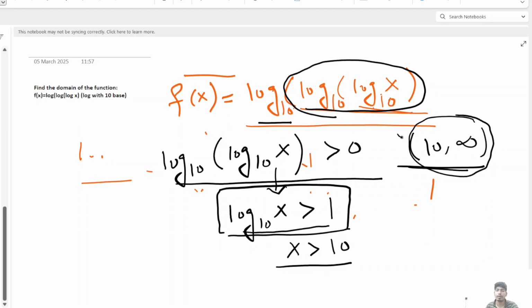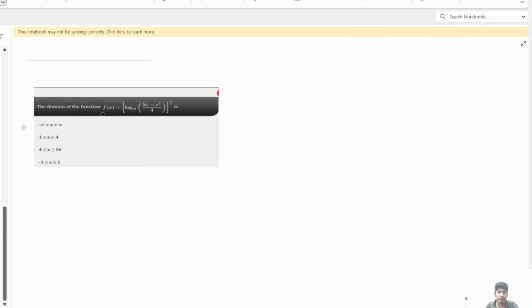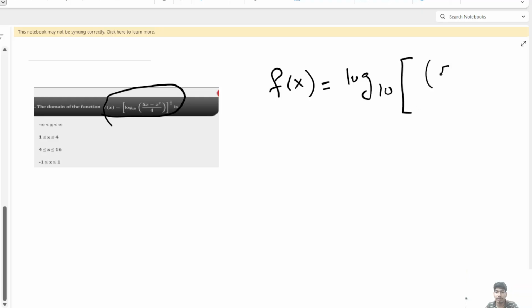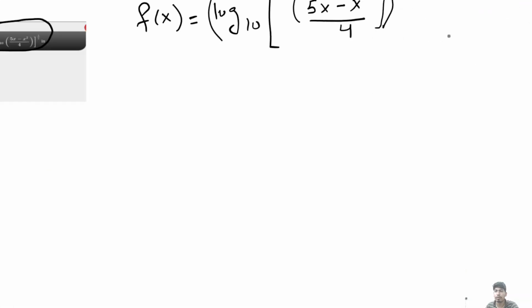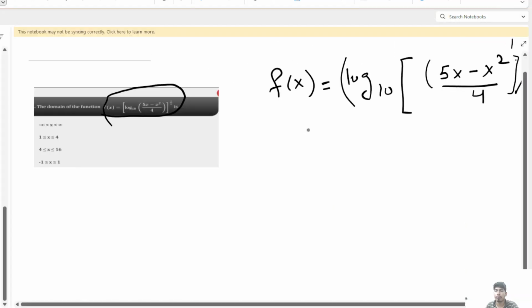10 to infinity is fine. Then our next question is, we have to find the domain of this function f of x is log base 10 of 5x minus x square upon 4, all to the power 1 by 2.